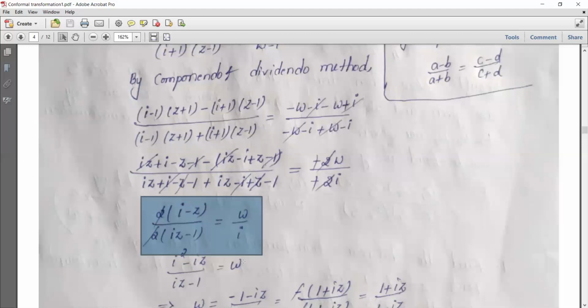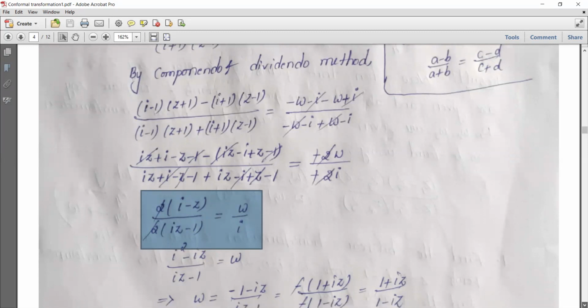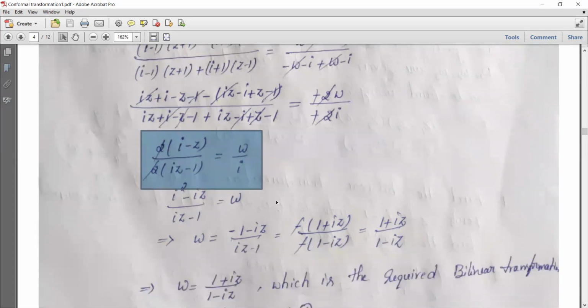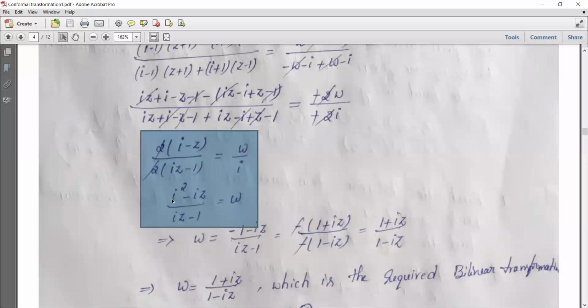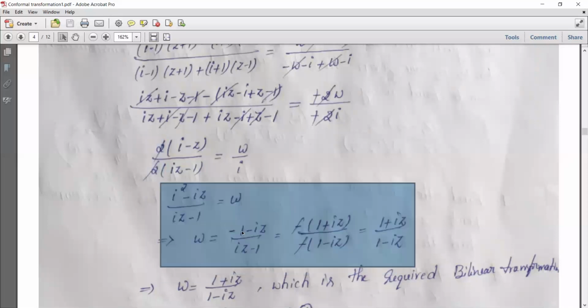But we need only w, right? That's why I'm sending i to the left side. So when you send i to the left side, it will multiply the numerator i minus z. So that is i square minus iz by the denominator iz minus 1, that is equal to w. But what is i square? Minus 1, I have written here. So w is equal to minus 1 minus iz by iz minus 1.